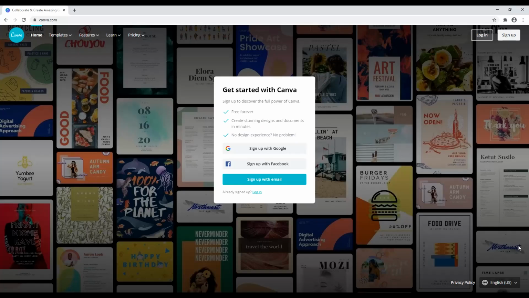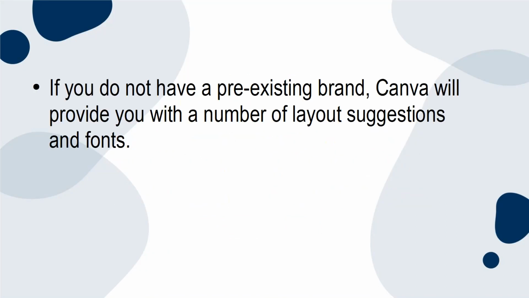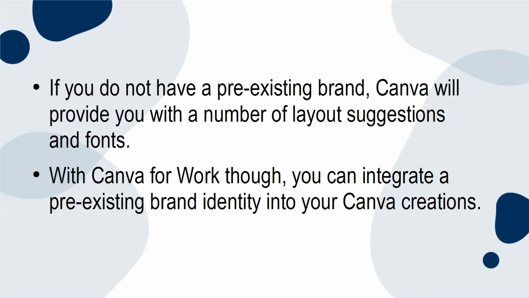Canva. One of the best tools to help you upgrade your online course is Canva. Canva is a super simple and cheap tool that will help you create visually appealing PDF workbooks for your students. If you do not have a pre-existing brand, Canva will provide you with a number of layout suggestions and fonts. With Canva for Work, though, you can integrate a pre-existing brand identity into your Canva creations.